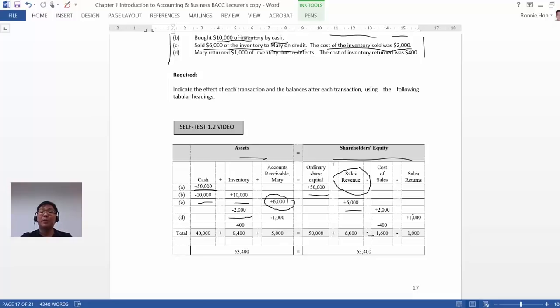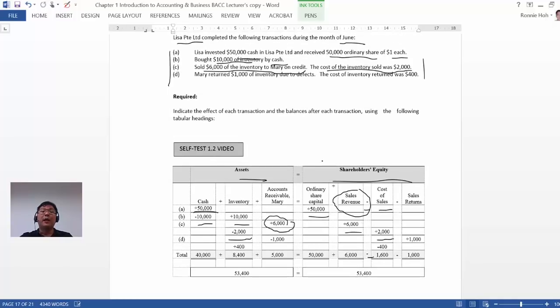But at the same time, we must also record the expense that goes with it. The expense account is called cost of sales. So cost of sales will increase by 2,000. From this transaction, can you see how much profit we made? Well, we sold it for $6,000 when it actually cost us only $2,000. So if we take the revenue minus the expenses, the profit is $4,000. That's why you see here it's negative. But I'll come to that more later.